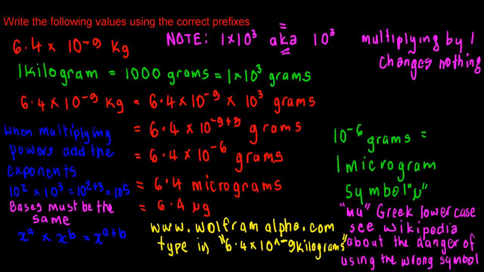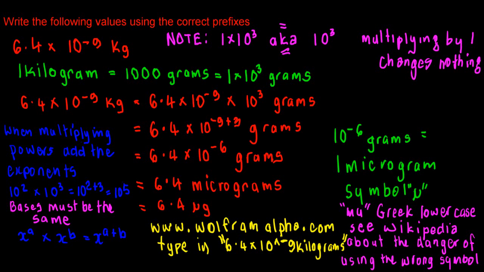750 times 1 is 750. 4,327 times 1 is 4,327. So we can sort of leave the 1 out there if we want to, although sometimes it is useful to have it in.